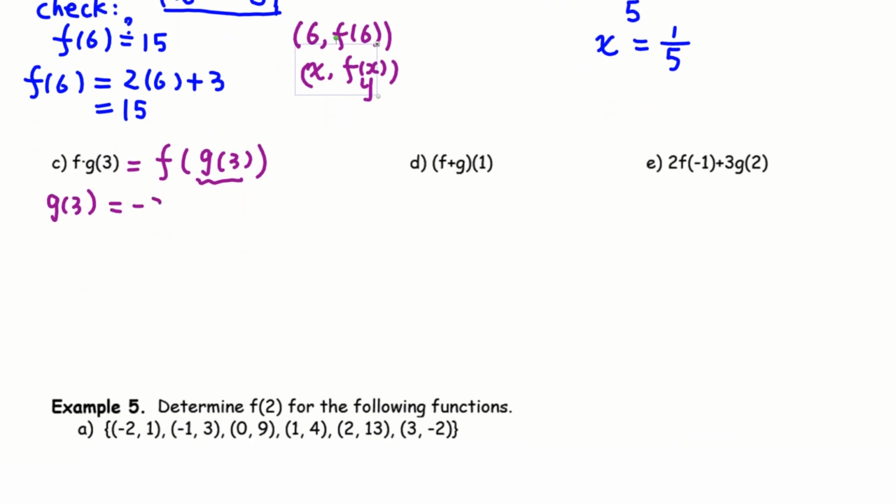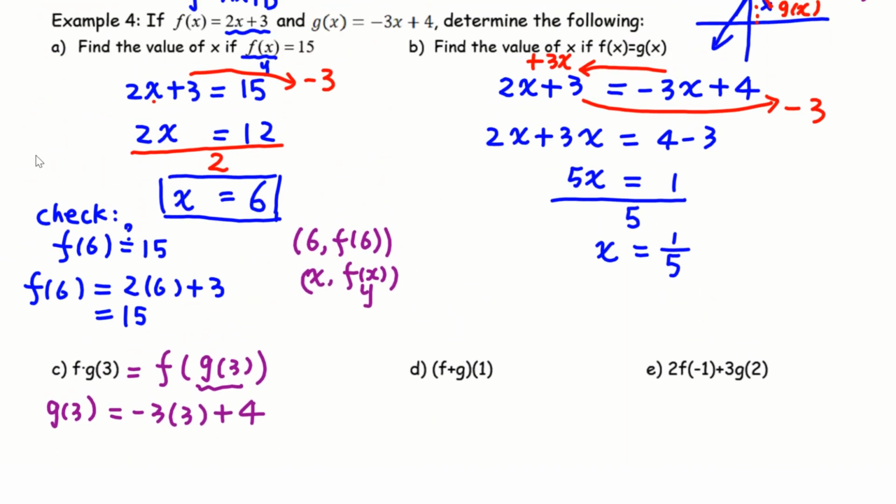equals negative 3 bracket 3 plus 4. So replace this x value with the input x equals 3. It's not g times 3, not negative 3x plus 4 then times 3. This is function notation, it's not multiplication. No multiplication operation here. G at 3 means input x equals 3, substitution. So you will have negative 9 plus 4 is negative 5.